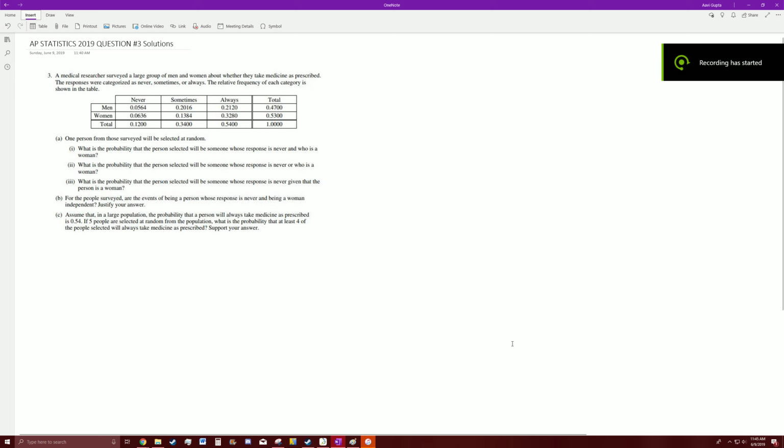Alright, so today we're looking at AP Stats from the 2019 exam, question number 3. A medical researcher surveyed a large group of men and women about whether they take medicine as prescribed. The responses were categorized as never, sometimes, or always. The relative frequency of each category is shown in the table.